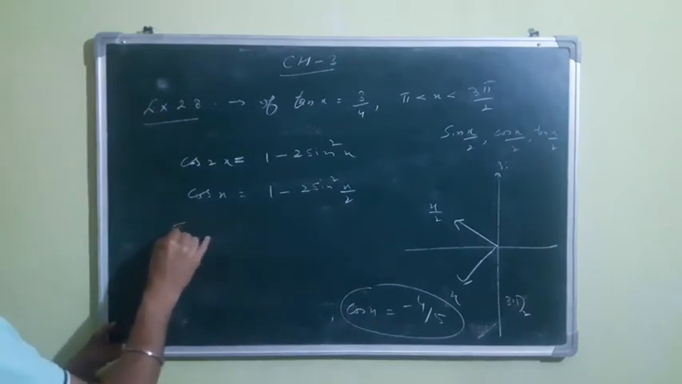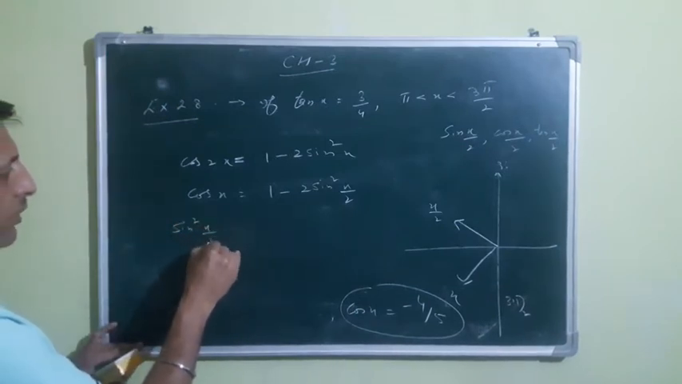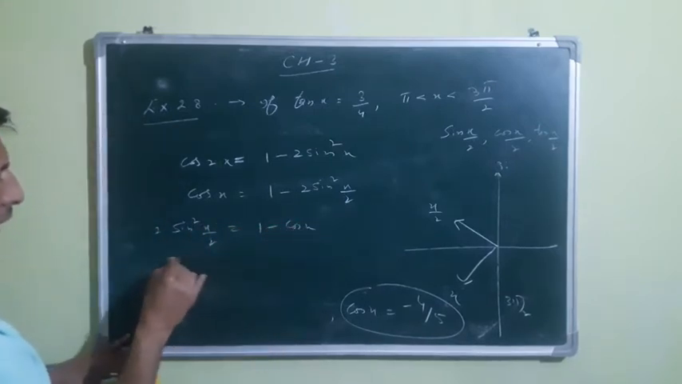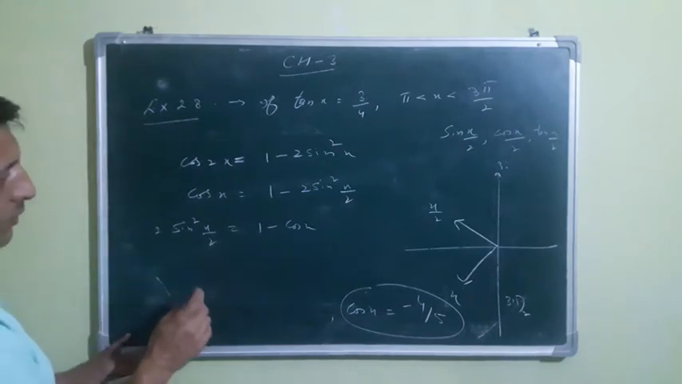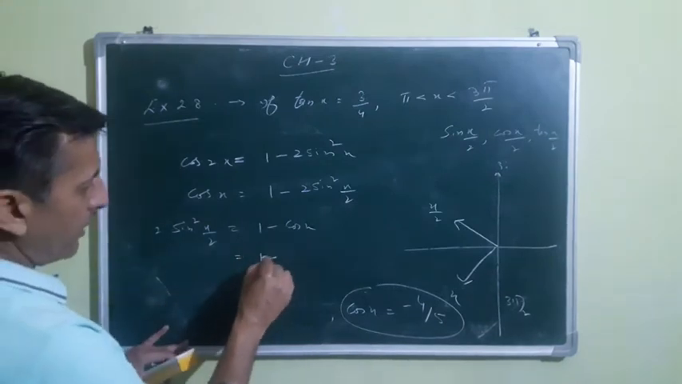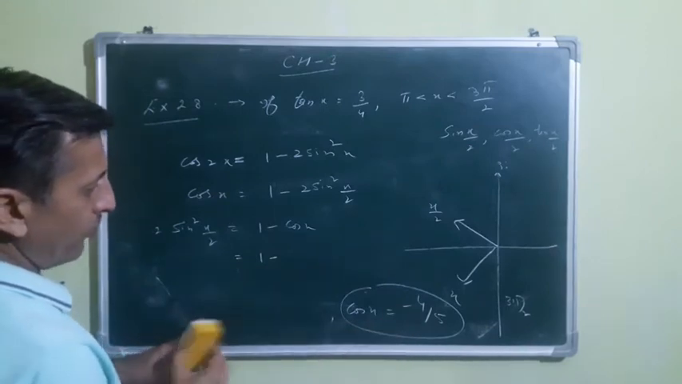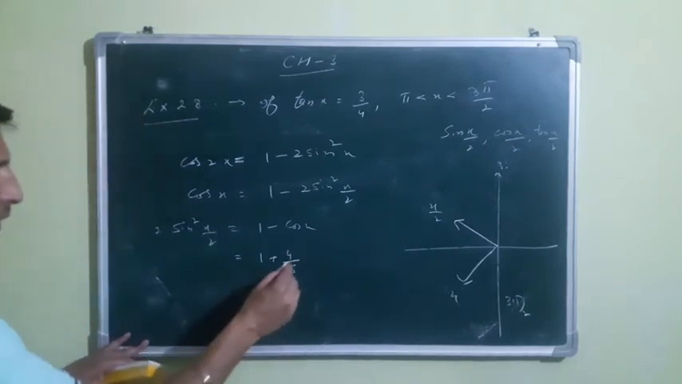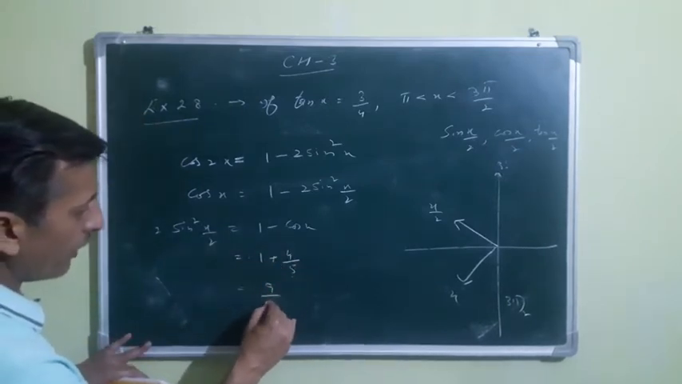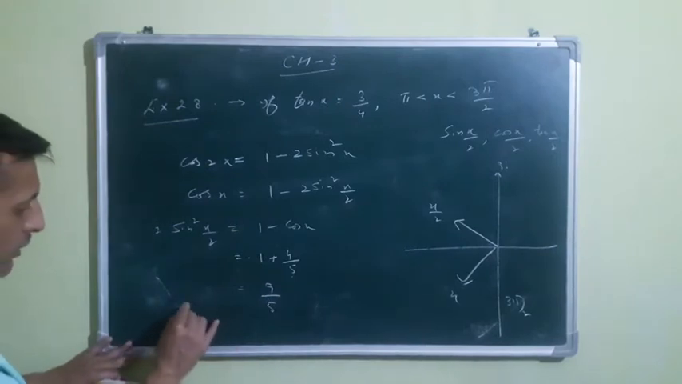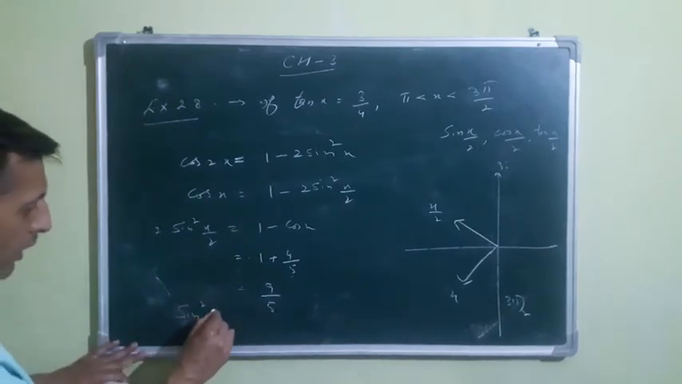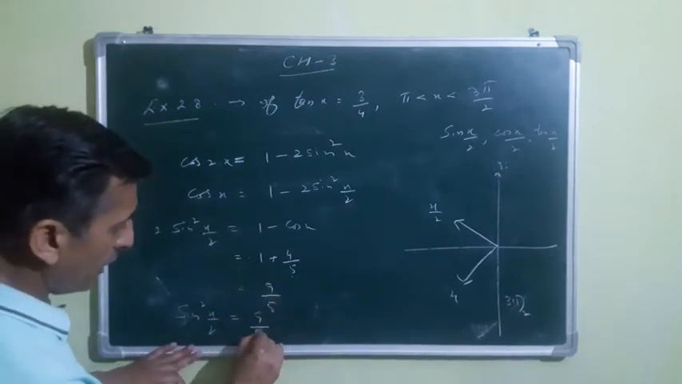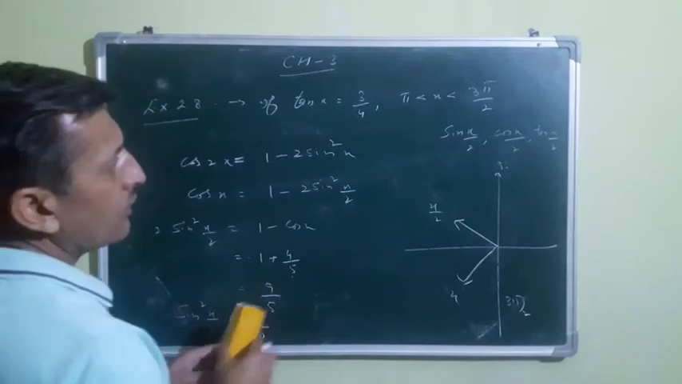Done. So in this case, 2 sin square x by 2 is equal to 1 minus cos x. And cos x is minus 4 by 5, so I'm going to use this value. It is minus minus 4 by 5, so it is plus 4 by 5, which is 5 plus 4, equal to 9 by 5. And in this case sin square x by 2, when we divide by 2, becomes 9 by 10. Done.